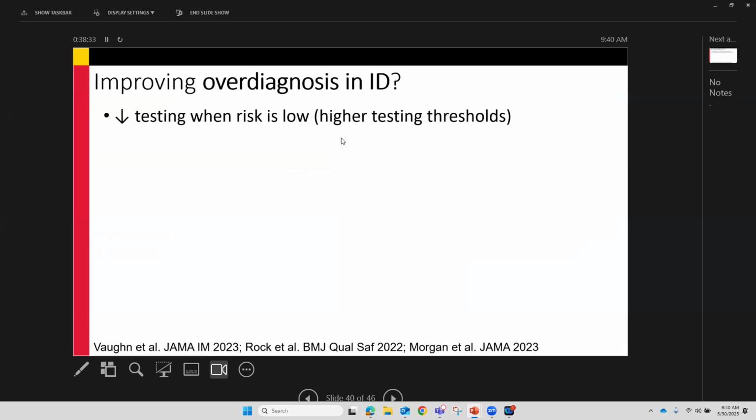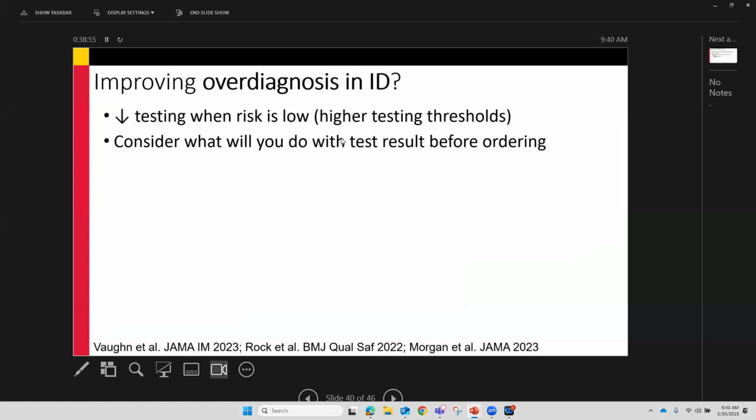Well, the biggest thing is test less often when the risk is low. So have a higher threshold for testing. Don't test people who are asymptomatic. Don't test people who you don't think have a disease. And probably this is the most important message from all of this, I think, for clinicians at least, or people who are ordering tests. Don't order tests unless you know what you're going to do with the result.